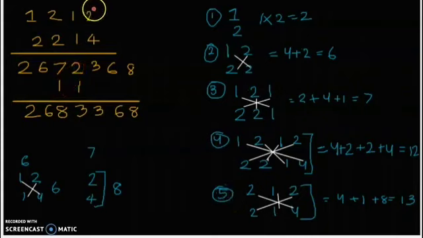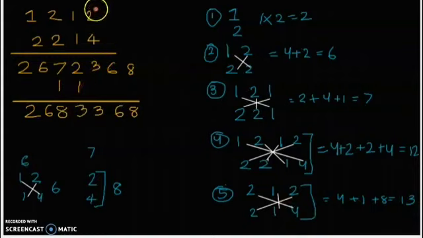Next, we will take the last 3 digits, 212 and 214, as you can see here, and follow the same process which we followed in step 3. Cross multiply 2 times 2, that gives you 4. 1 times 1, that gives you 1, and 4 times 2, that gives you 8, and add them together, you get 13, and write 13 like this.